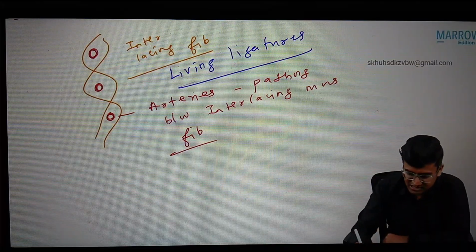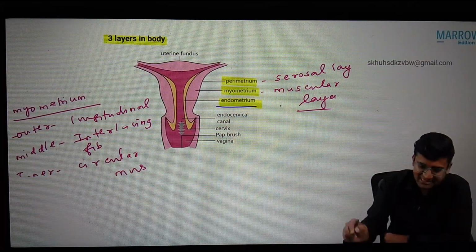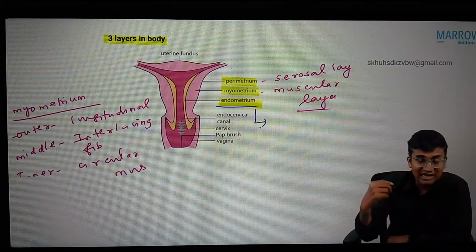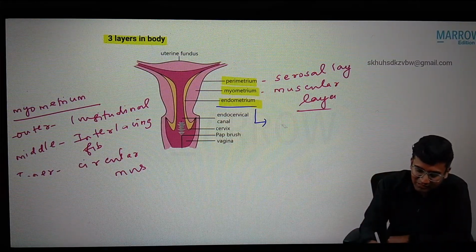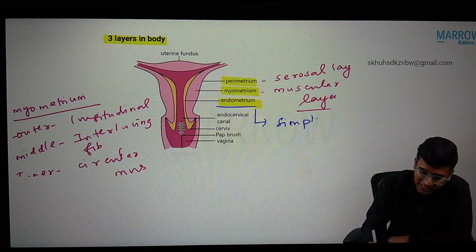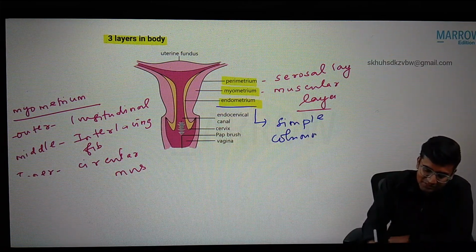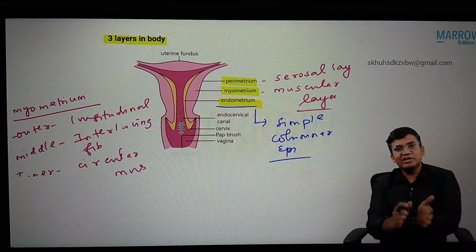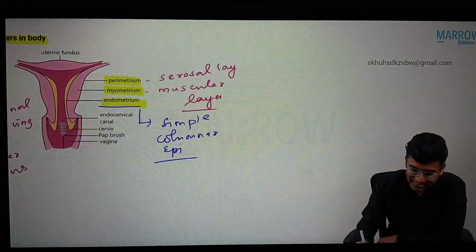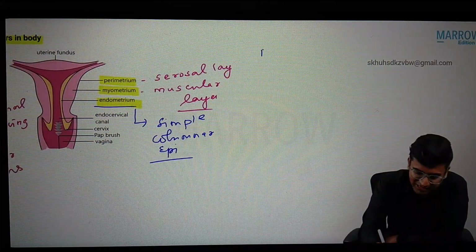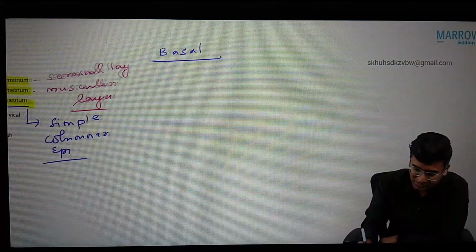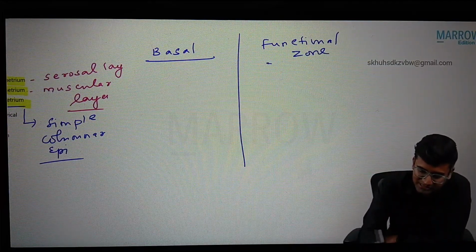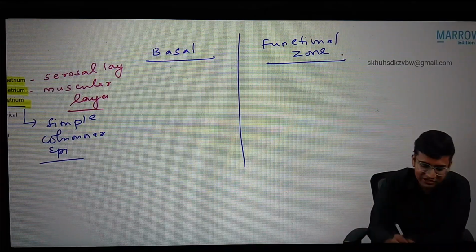Okay, that's all about the muscular layer. Next, the innermost layer is called endometrium. The endometrial layer is lined by simple columnar epithelium. Now, the endometrium has two zones: the basal zone and the functional zone.